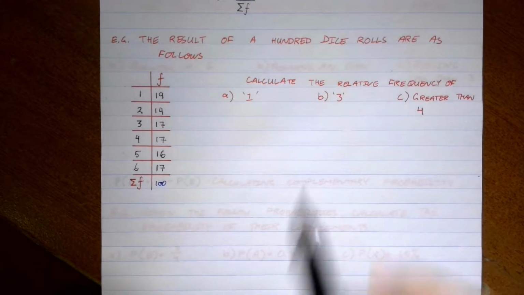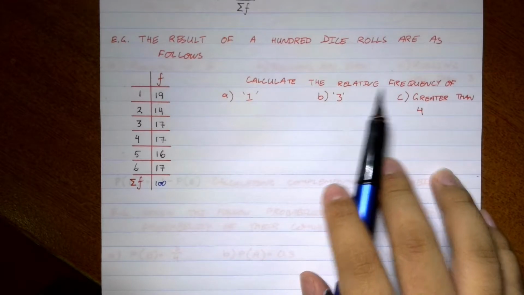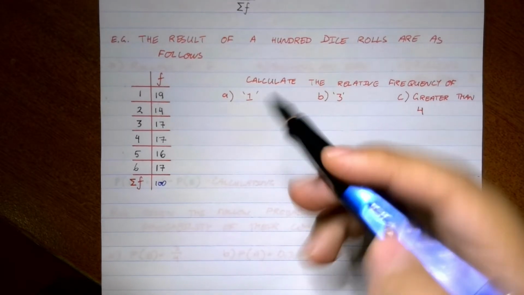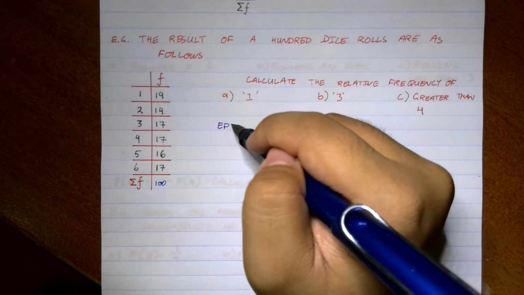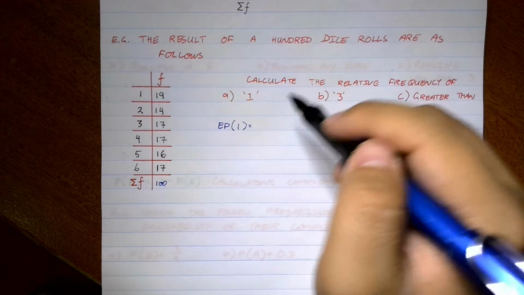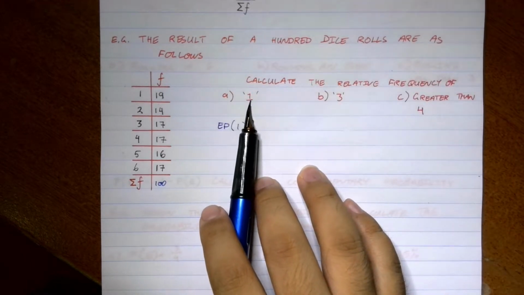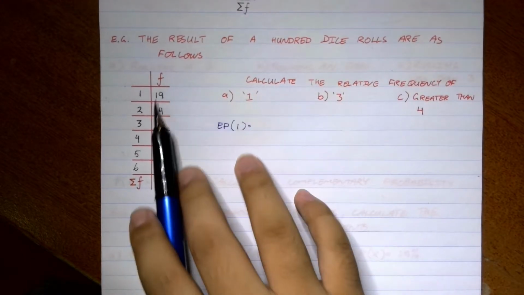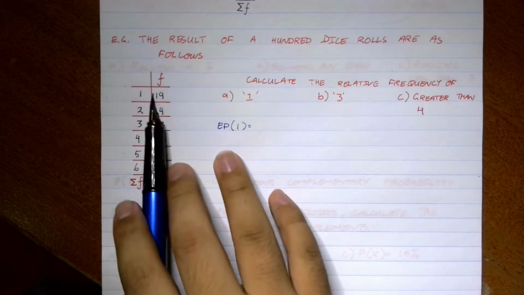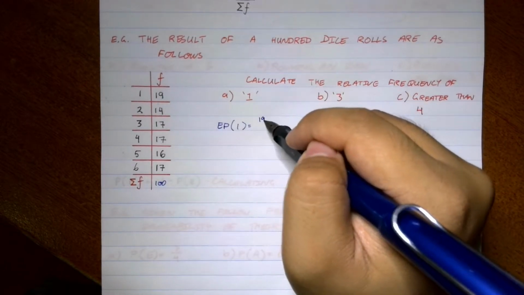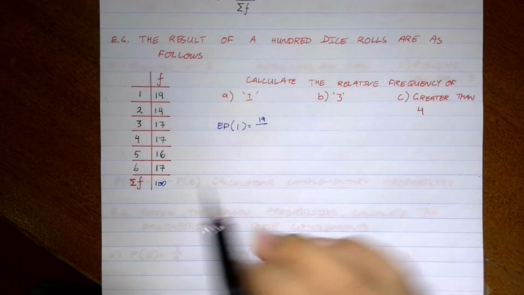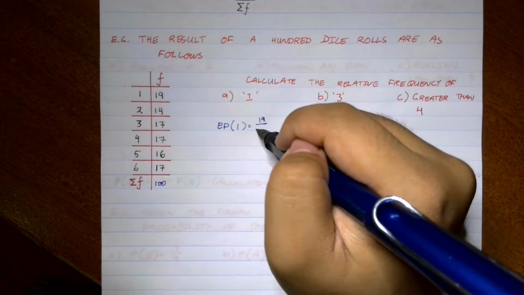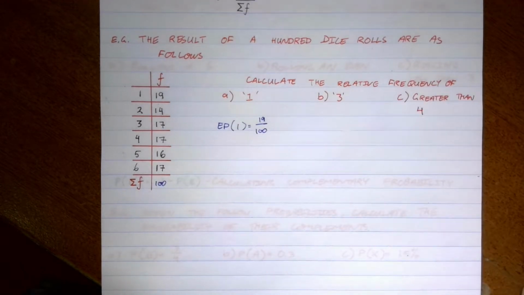So now let's calculate the relative frequency or the relative probability of 1. Well, we can get the experimental probability of 1 is given as, well, how many times did 1 occur in our experiment? 19 times, over the total number of times we ran the experiment, which was 100. It's as easy as that.